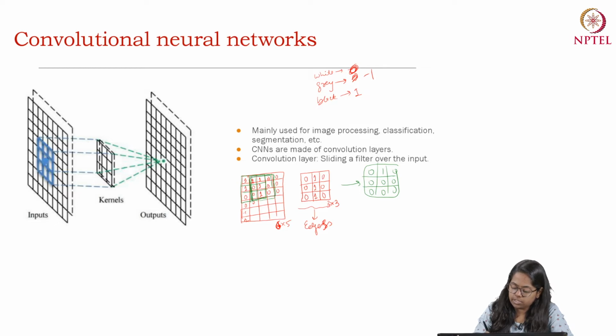So for this second part, if we put this filter over this part, then the output will be something like 0, 0, 0, 1, 1, 1, 0, 0, 0, correct?